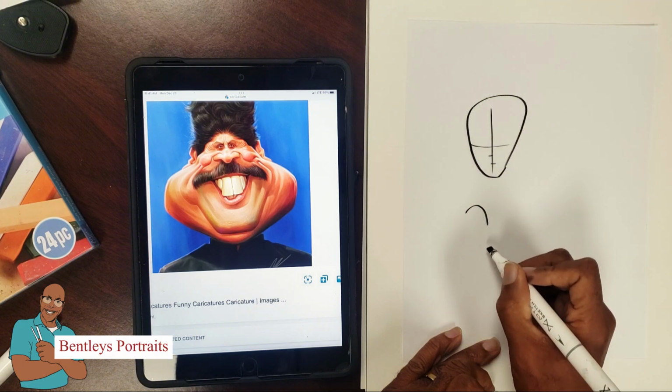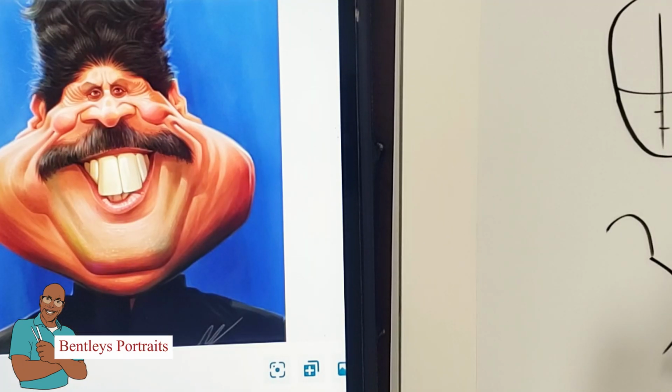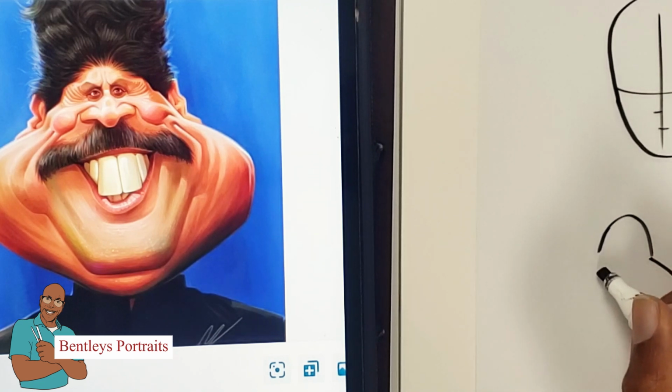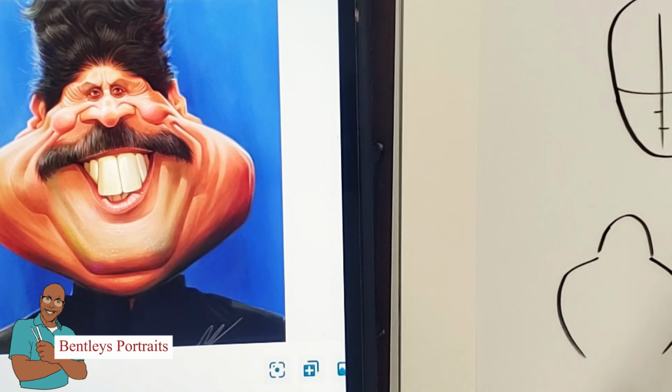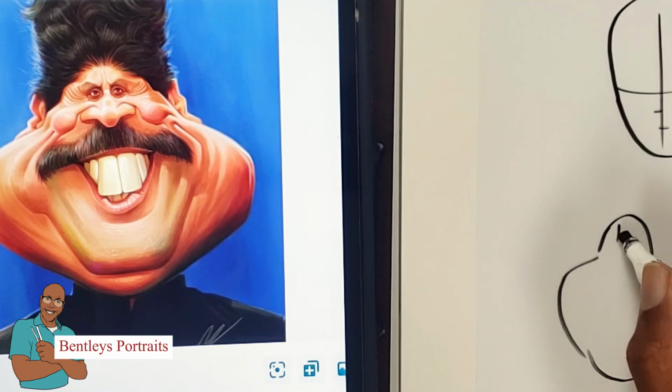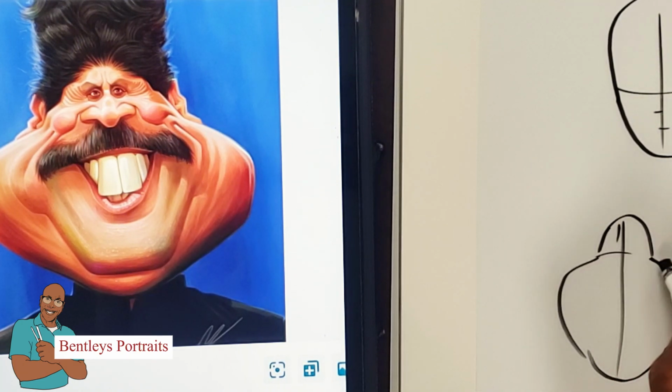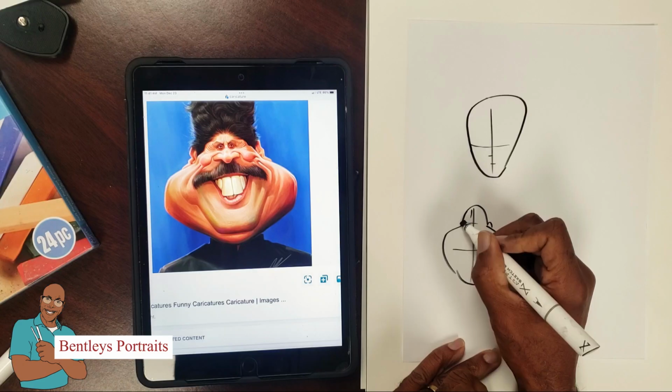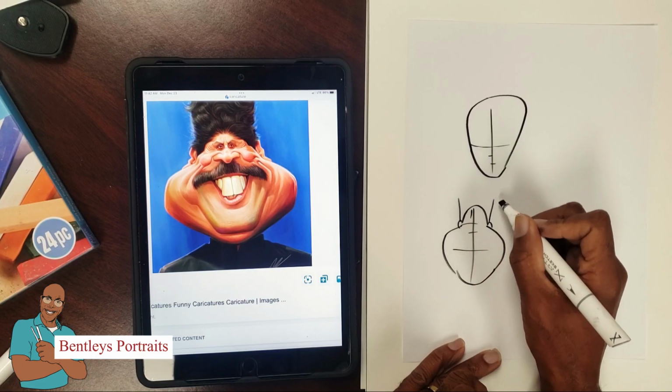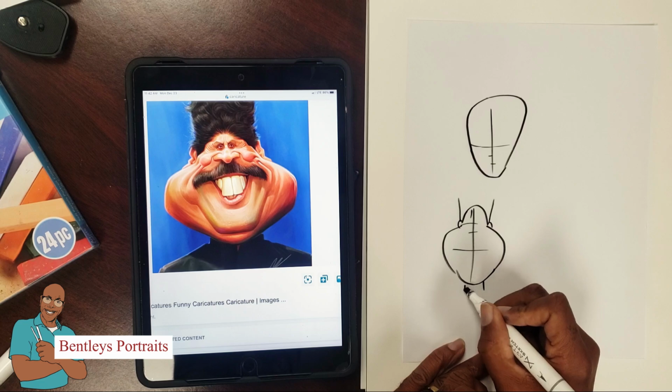So this next picture that I found on Pinterest, this guy's jaw, his cheeks were exaggerated. And so the eyes are real high and close together. So I drew a line down the center where the eyes would be, where the nose would be, and then down where the mouth would be, and where the ears would be, and then where the hair would be.